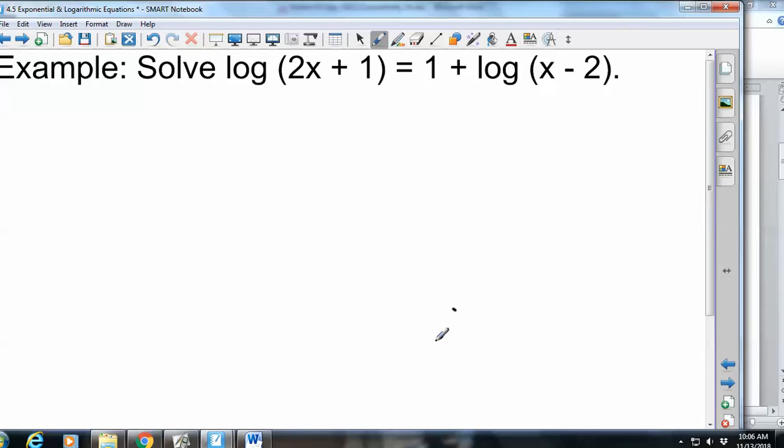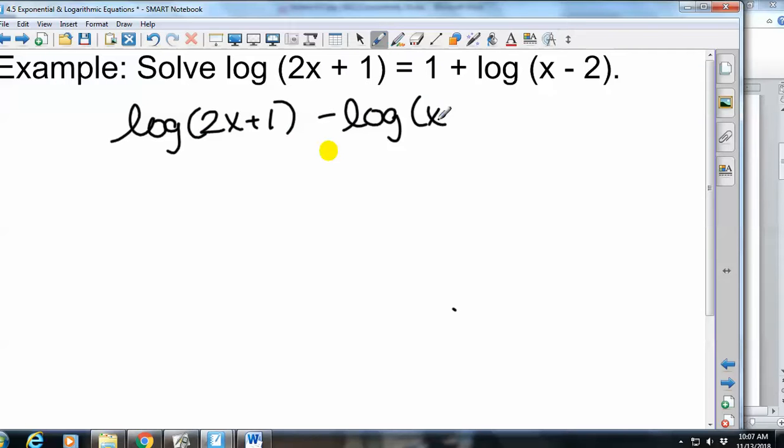Alright, thoughts? Can you, if you just look at the side of the equal sign, combine the 1 and the log of (x minus 2)? No. If you have some things with a log and some things without, put all the terms with the log on one side and everything without on the other. So it'll be log of (2x plus 1) minus the log of (x minus 2) equals 1.